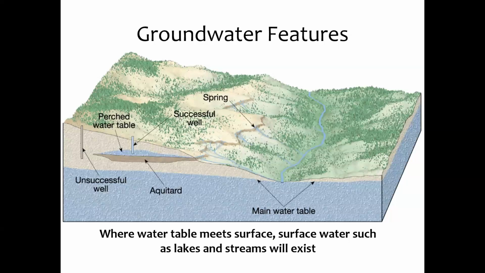And so where the water table meets the surface, that's where surface water such as lakes and streams exists. And the water table often, at least in part, sort of mimics the topography of the land surface above it, but with less extreme slopes.